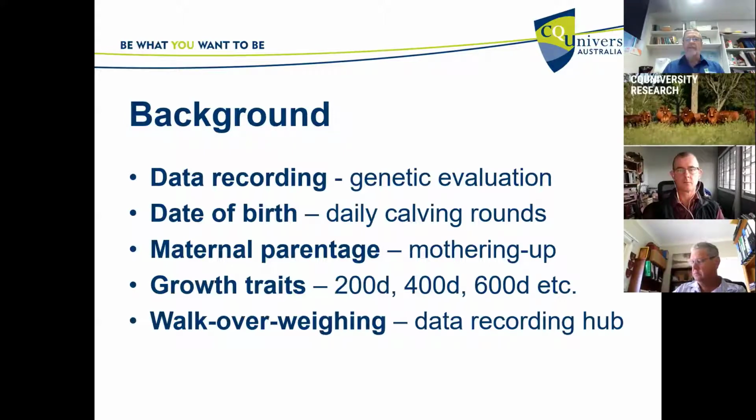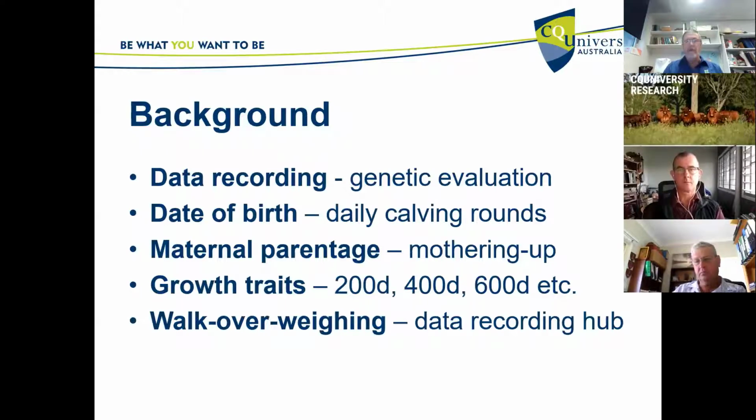The growth traits, traditionally, I might just add that if you're doing mothering up at a later time, obviously there's potential inaccuracies there in recording maternal parentage and guesstimating date of birth on these calves.